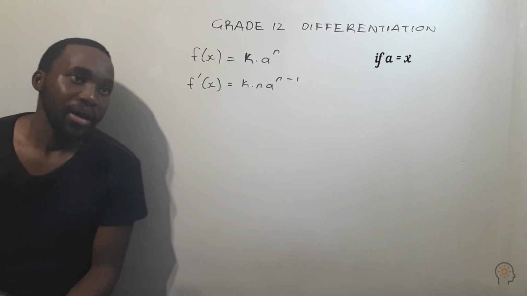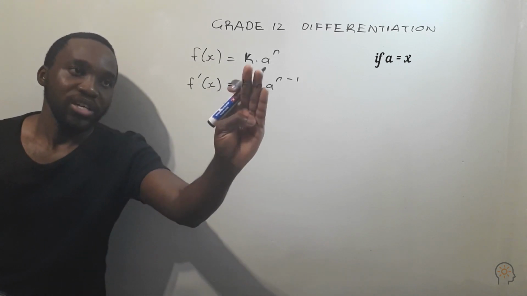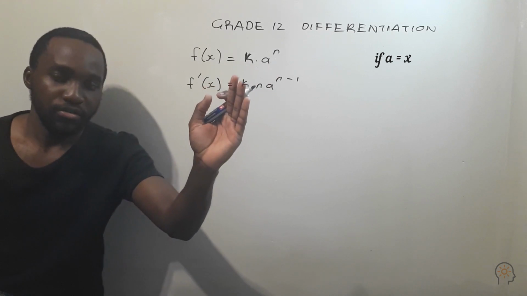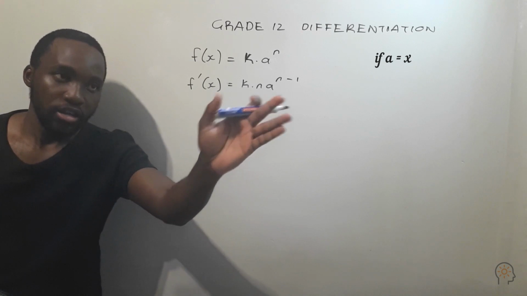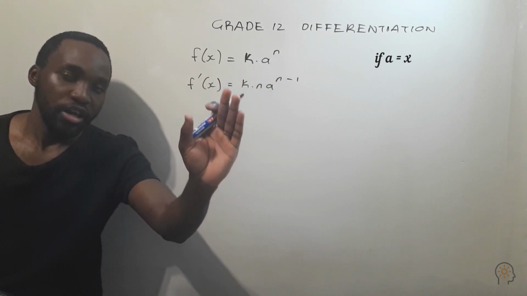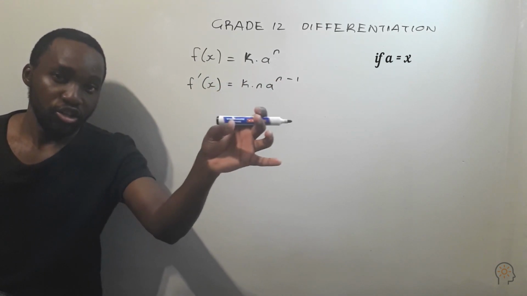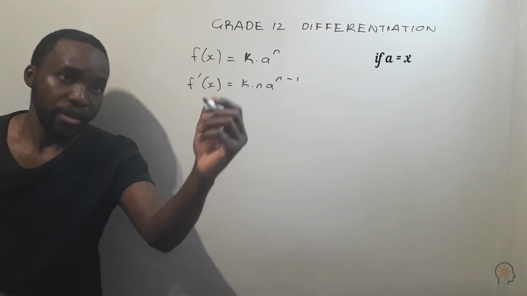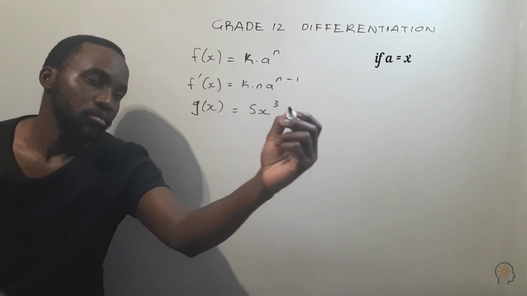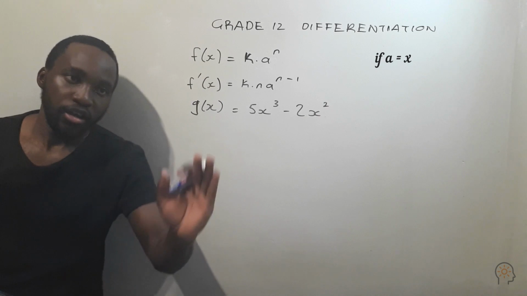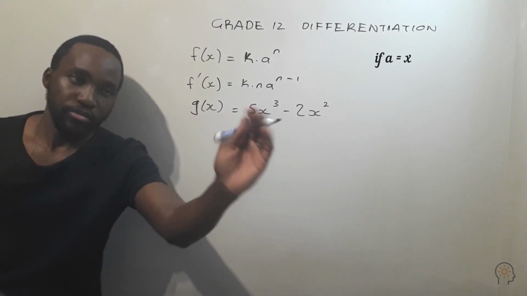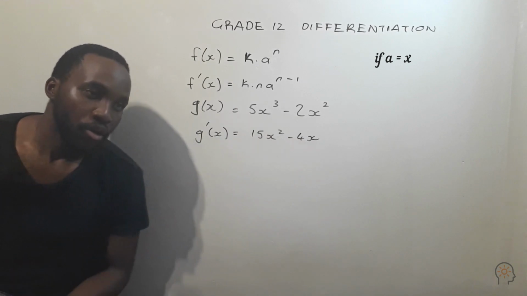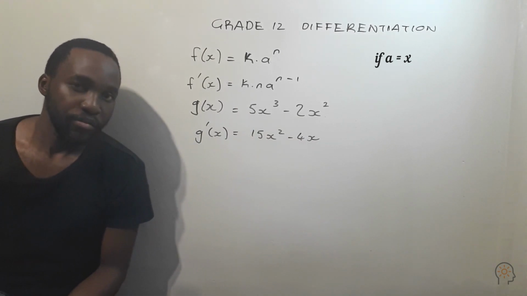What we need to keep in mind is that you will not always have a single term that you need to differentiate. There are cases where you have multiple terms in an expression, and differentiating that expression is a matter of just differentiating each term individually. An example of that is if we had g of x and they want us to differentiate this expression, we are just going to end up with 15x squared minus 4x.